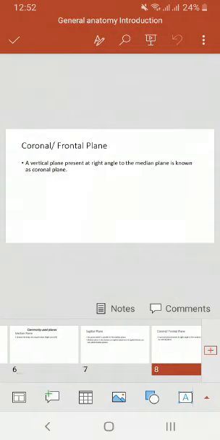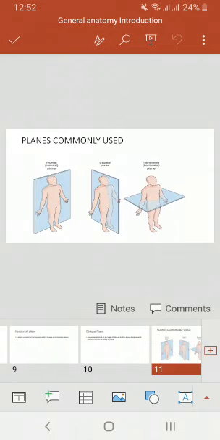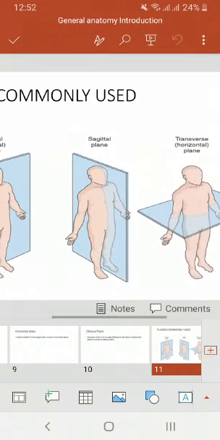Then there is the coronal or frontal plane, a vertical plane present at right angles to the median plane. This is the sagittal plane. It divides the body through the center. It can be in the center or it can be parallel to the central plane.